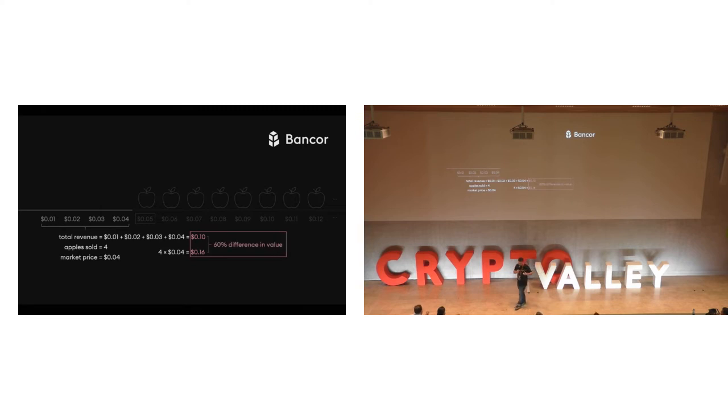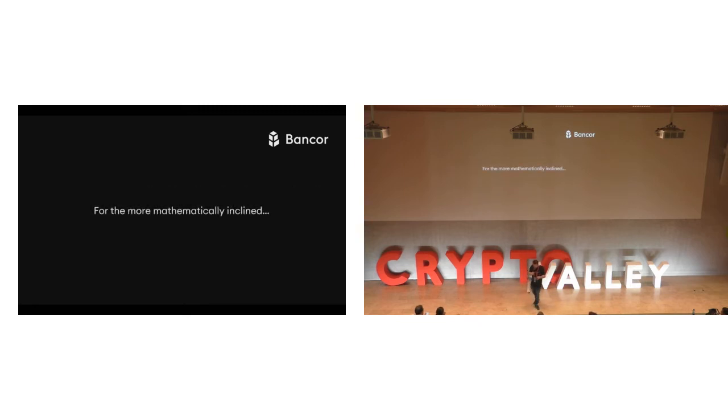So this 60% difference in value, we often call an impermanent loss. The reason it's impermanent is that if the price of apples goes back to 1 cent, technically the liquidity provider hasn't actually made any losses, and their HODL value becomes equal to their market making value.